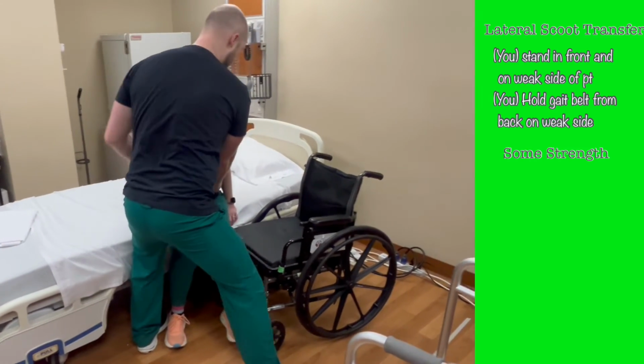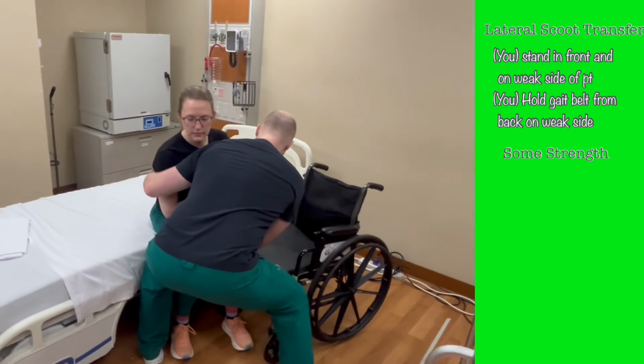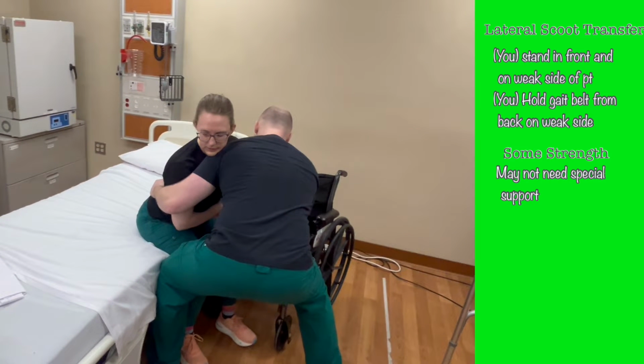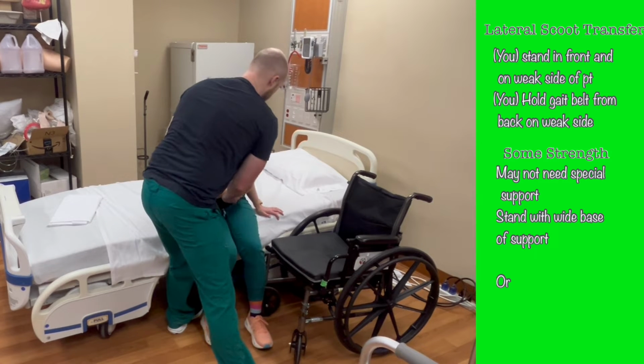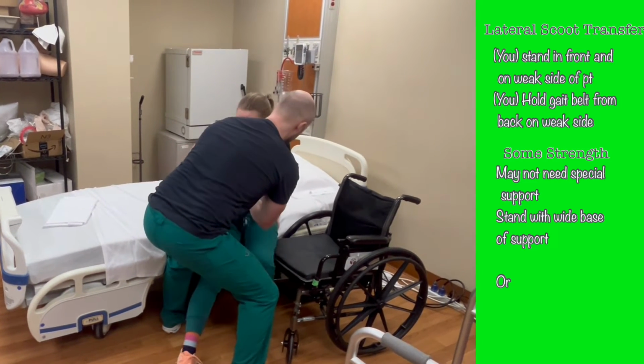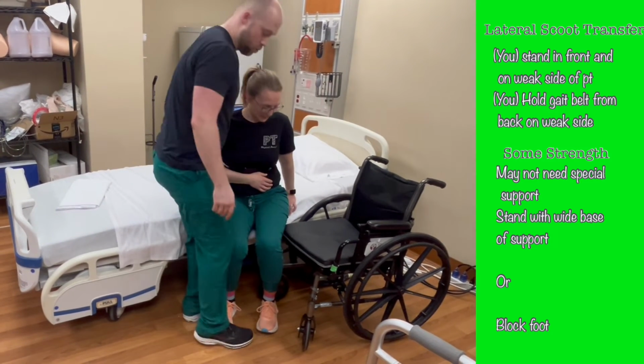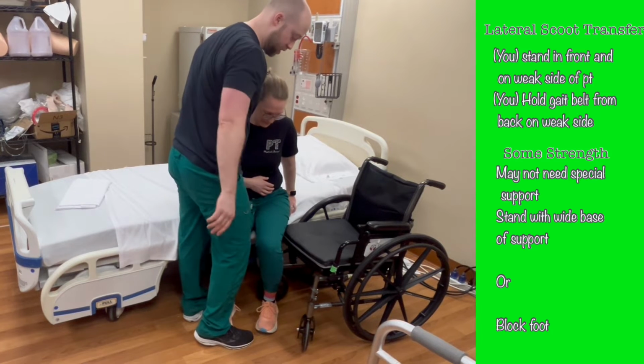If there is some strength and stability in that leg, the caregiver may not need to sandwich the leg. They may not need to support that leg specifically and could just stand with a nice wide base of support to make their job a little bit easier. But if the patient can't keep their leg in position and it slides out, the caregiver could just block the patient's foot with their foot and prevent the patient's leg from sliding out during transfer.